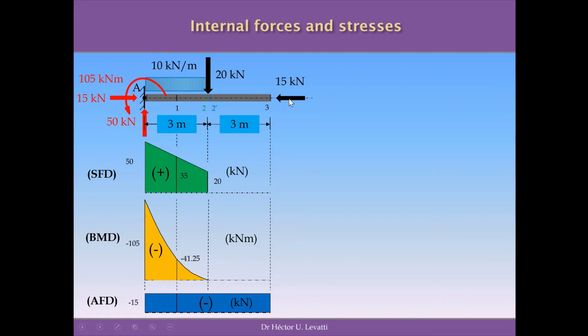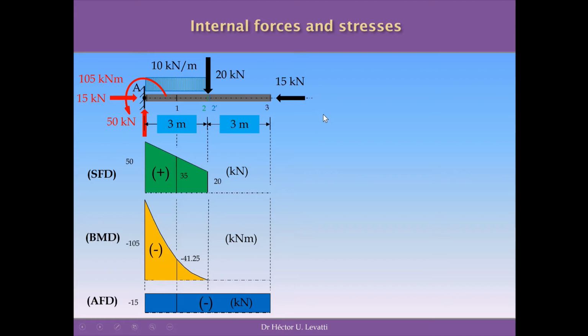To compensate the external force that is going to the left, you have 50 kilonewtons of reaction in the vertical direction going up that produces the equilibrium against this 10 kilonewton per meter times 3, which is 30 kilonewton, plus 20 kilonewton, 50 kilonewtons coming down. And you have, as a moment, a reaction of 105 kilonewton meter that produces equilibrium against the moments produced by these 2 forces in here we have analyzed before.